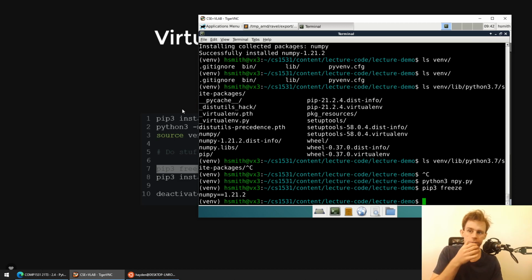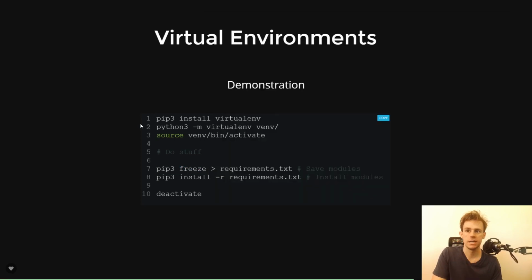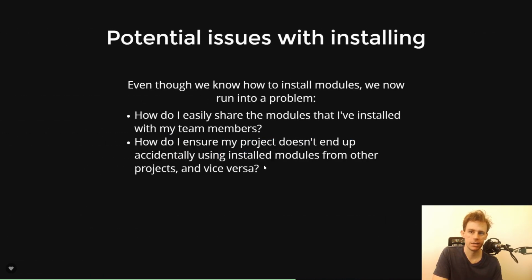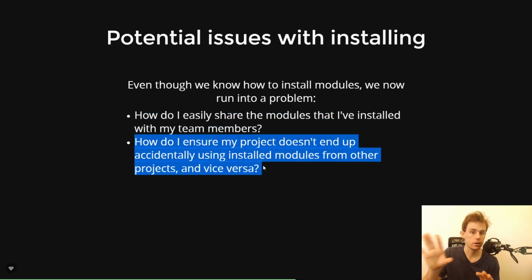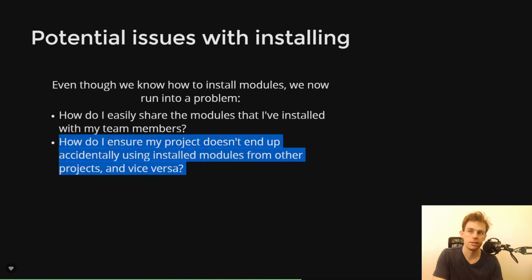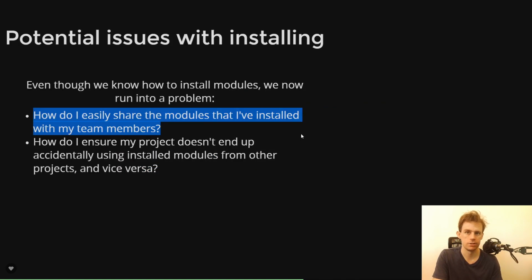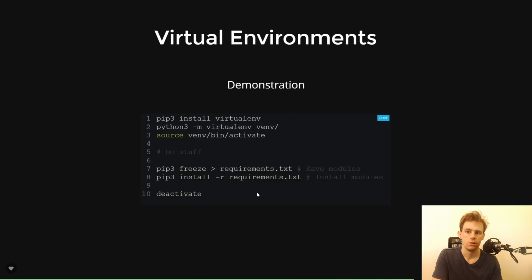So this is all well and good, but this solves the second problem we talked about, which is how do we ensure your project doesn't end up with accidentally installed modules from other projects? We've just shown you how you can isolate a project from another project, from your local directory, etc. So this is how you can totally isolate things. But we didn't solve the first problem, which is how do I easily share the modules that I've installed with my team? And to do this one, it's actually quite straightforward.